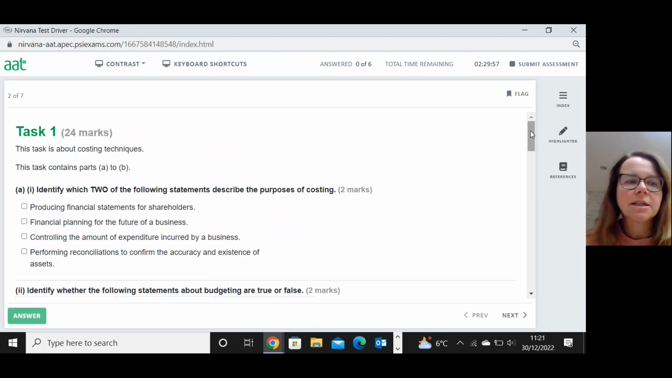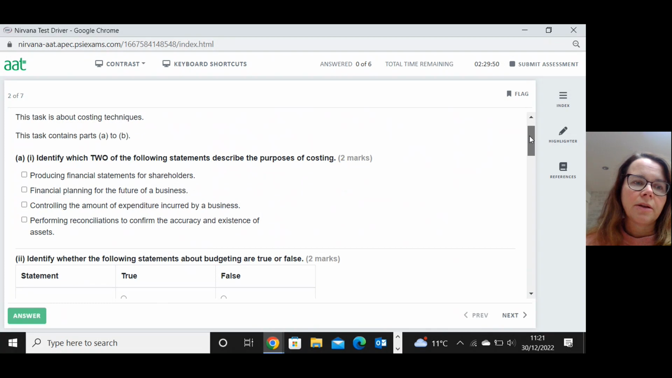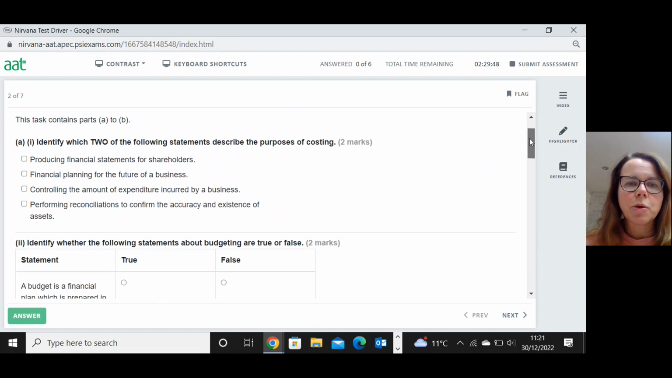Right, so task number 1 about costing techniques, 24 marks. Identify which 2 of the following statements describe the purposes of costing. So looking really at the distinction between management accounting and financial accounting here. As with all multiple choice questions, don't just leap to the one you think it is and move on. Make sure that you've considered every answer and select your best 2.